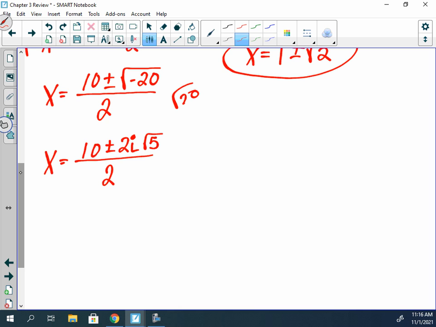Any questions on any of this here? Now, if 10, 2i, and 2, if all three of these have a greatest common factor, we do need to reduce it. Is there a greatest common factor between all three? 2, because 10, 2i, and 2 are all divisible by 2. Well, 10 divided by 2 is 5, plus or minus. Well, 2i divided by 2 is i square root of 5.